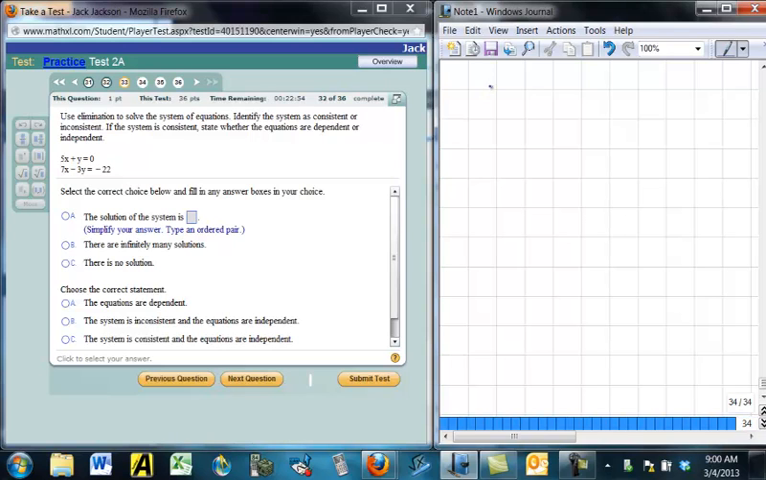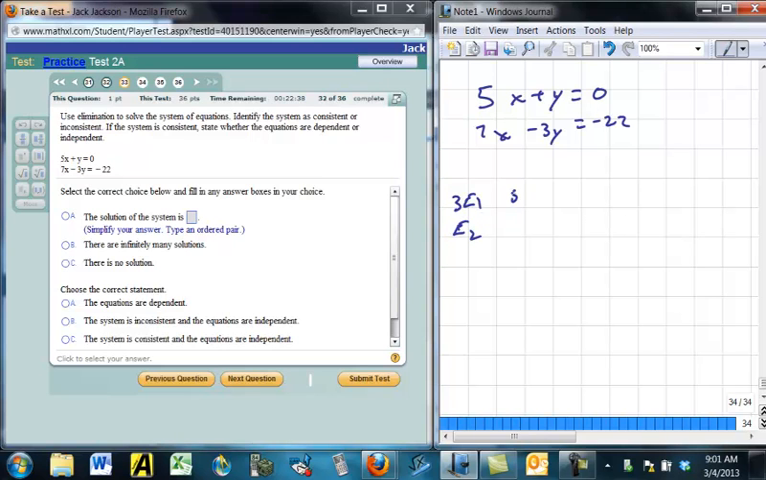Use elimination. Again, you can use any method you want. If you'd rather use substitution, I mean, how am I going to know when you work it? But I'm going to use elimination. That's the one I like the best, really. So I'm going to take the first equation and multiply by 3 and leave the second equation alone.